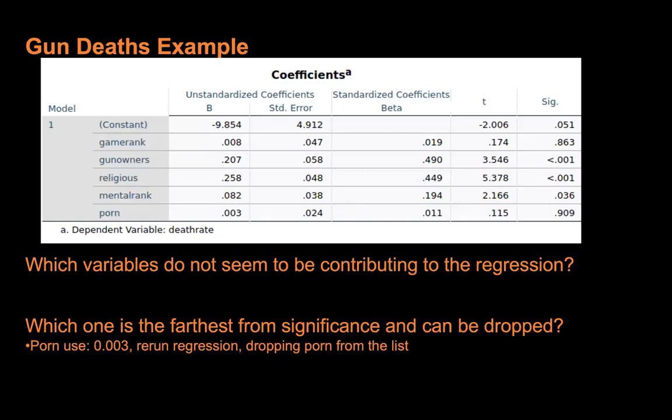Which variables do not seem to be a contributing factor to the regression? Which one is farthest from significance and can be dropped? So porn use is one of those. Porn use is only 0.003. So we want to rerun the regression, dropping porn from the list. As we see here, that beta is very insignificant. Because the significance level is very high, the p-value is very high, which means that it's not significant. That's a very small slope and it's close to 0.